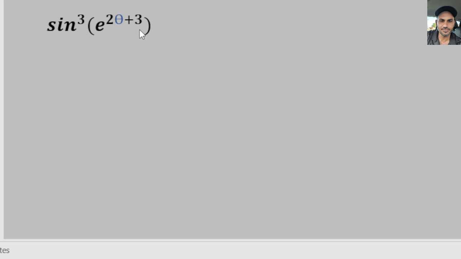So I'm going to rewrite this function in this form: sine of e to the 2 theta plus 3, and cube of that. Okay, so sine cubed of e to the 2 theta plus 3 is the same as sine of e to the 2 theta plus 3, and cube of everything.